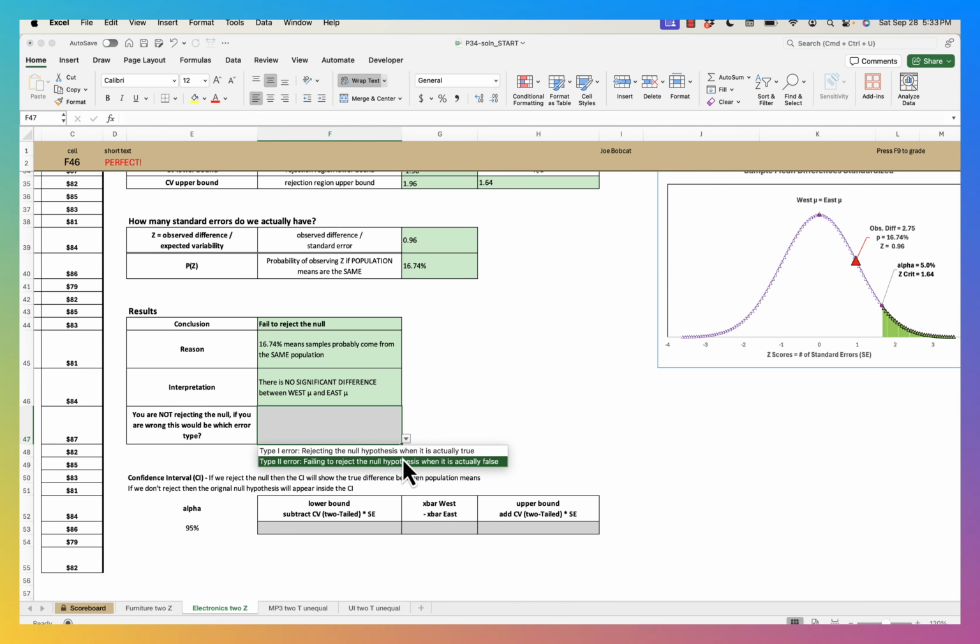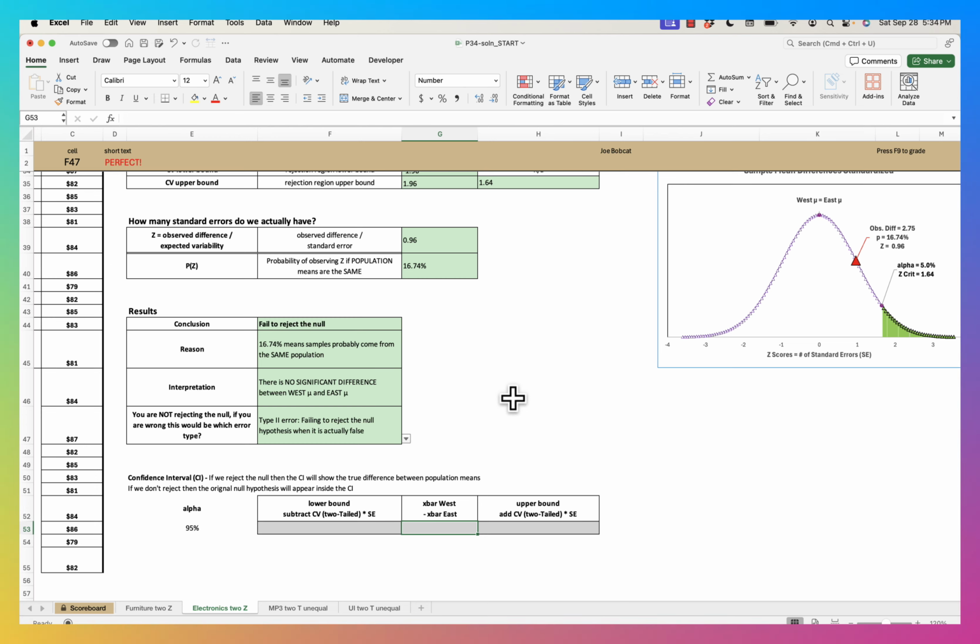All right, so now we could be falling into a type 2 error, which is that we're failing to reject the null hypothesis when it's actually false. In other words, what if there really was a difference and we just didn't pick it up? But, you know, there's always a possibility you're going to make a mistake. You do the best you can based on the accepted statistical parameters.